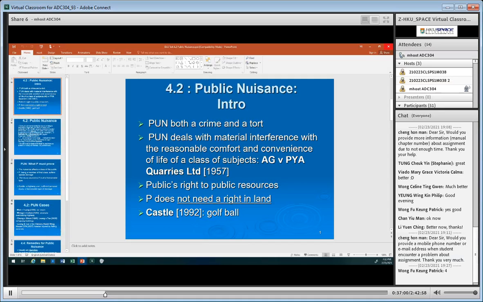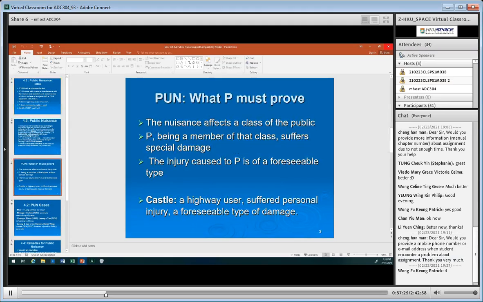Now, can you claim damages for personal injury in public nuisance? Yes, you can. You can't do so in private nuisance. And the plaintiff did succeed in claiming damages for personal injury in public nuisance in the Castle case. On the facts, the plaintiff had to prove three points. He had to prove that he was a member of the class of the public, and that was highway users, and he suffered special damage. Well, his special damage was his personal injury, and the injury caused to him was of a foreseeable type. Well, certainly if you get hit by a golf ball, it's foreseeable you'll get injured.